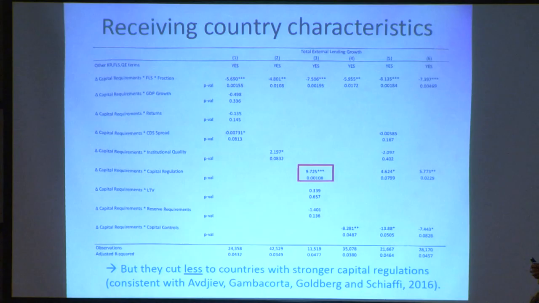But they actually cut less to countries with stronger capital requirement regulation, which is consistent with a quite recent paper by Avdjiev, Gambacorta, Goldberg, and Schiaffi, where they see that tighter capital requirements have served to shield a country from the negative effect of external shocks. Though here it's of course just a UK-specific shock, not a global shock as they use with the VIX, but still it goes in this direction.